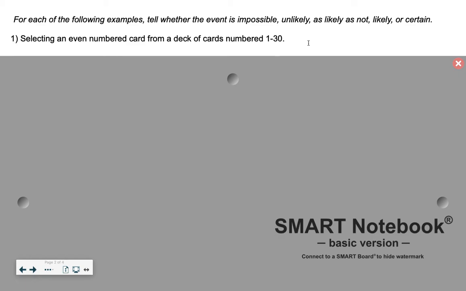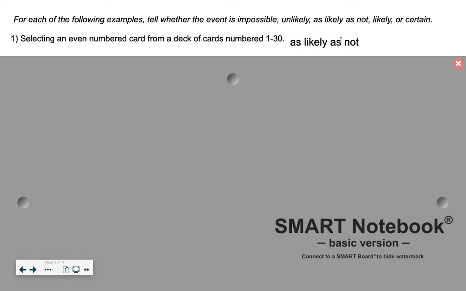Okay, so number 1, this says selecting an even numbered card from a deck of cards numbered 1 through 30. Okay, so if we need an even number card and we have 30 cards, we know half of them would be even and half of them would be odd, right? So we don't actually need to count them all out. We know that half of the cards are even numbered. So if the probability is equal to a half, we're just going to write out the words as likely as not. That's all you have to do because we know there's an equal chance of getting even and an equal chance of getting odd.